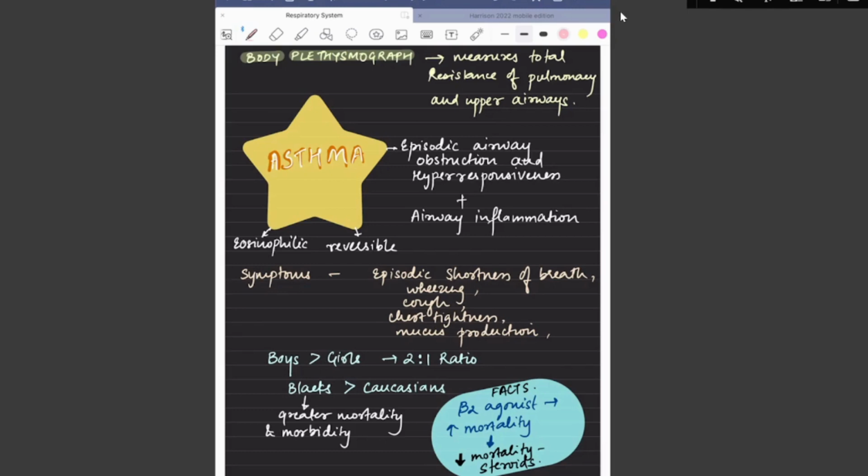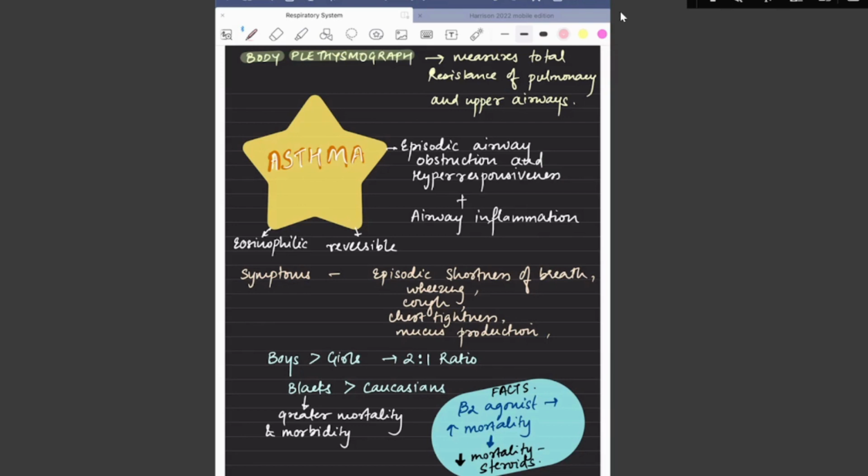Hello, you beautiful people. I am a medicine resident and I'm super excited to share my handwritten notes with you all, which I have learned from Harrison and other standard books. So, today, let's have a discussion on one of the important topics of the respiratory system, asthma, and learn it step by step. So, let's get started.